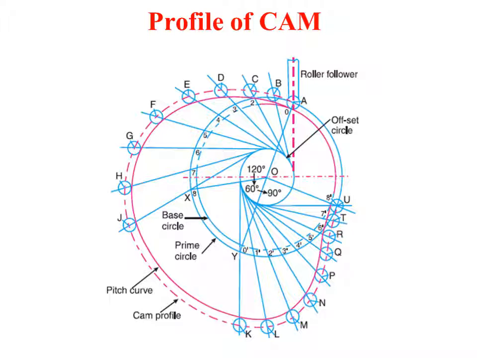Once the rollers have been drawn, join the bottom of these circles. Join the bottom of all these circles with a smooth curve to obtain the profile of the cam as shown in the figure. So remember, we need to join the bottom of all the circles with a smooth curve, and to the base circle it has to be joined. So this curve is called the cam profile. So this completes the problem.